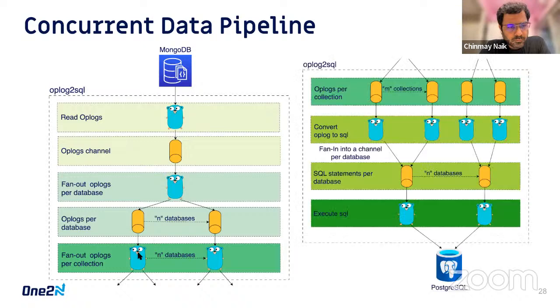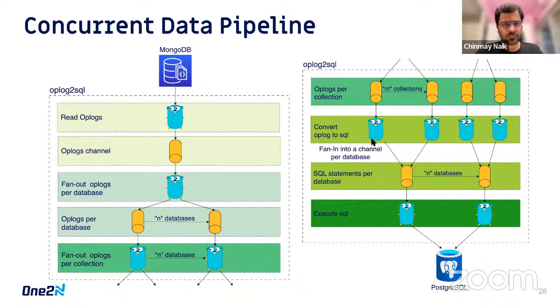Where for each collection inside one database, we can have a separate channel, and hence a separate Go routine to process those. And then we will again fan in all the generated SQL statements into a single channel per database, and then execute those SQL statements to Postgres.